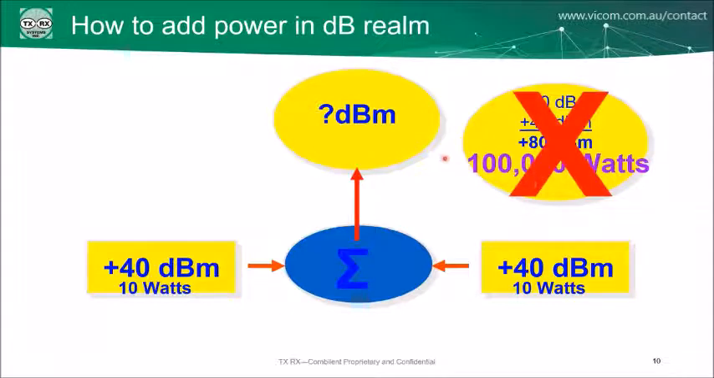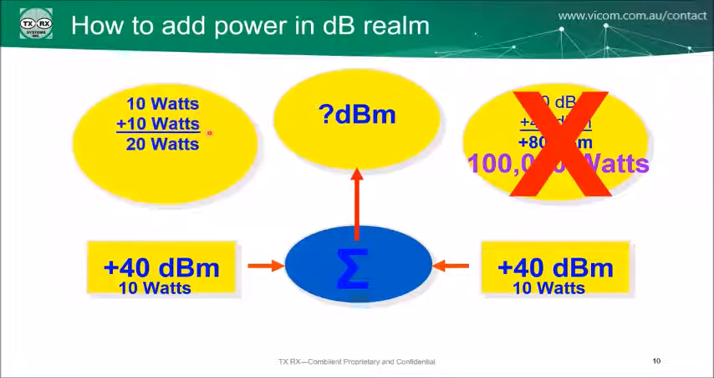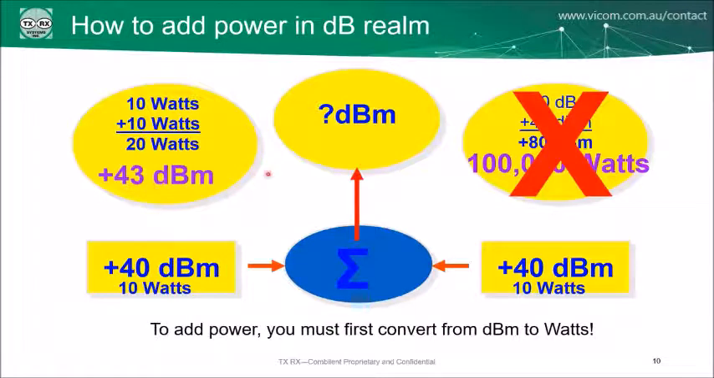So what we do is we convert it back to watts. You have 10 watts plus 10 watts, it's 20 watts. If you remember, we did this math a few seconds ago, and that gets you 43 dBm. It is vitally important when you're adding power that you convert into watts and you don't try to do the math in dBm.